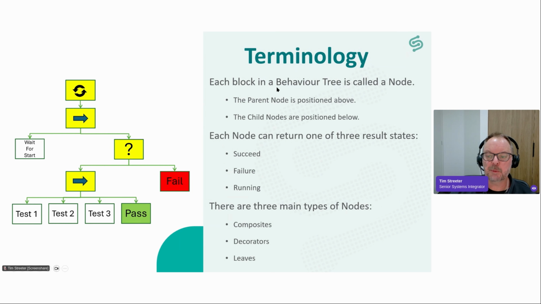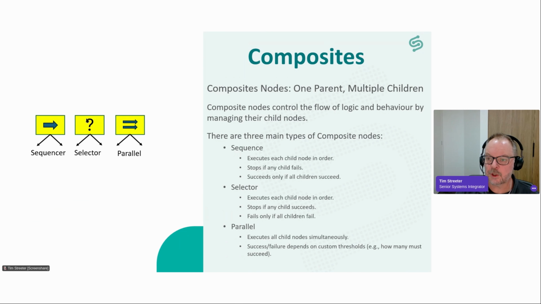Each block in a behavior tree is called a node. The parent nodes are above, the child nodes are underneath. Each node can return one of three result states: succeed, failure, or running. There are three basic types of nodes: composites, decorators, and leaves. Composite nodes have one parent and multiple children. These typically control the flow of logic and behavior by managing the child nodes.